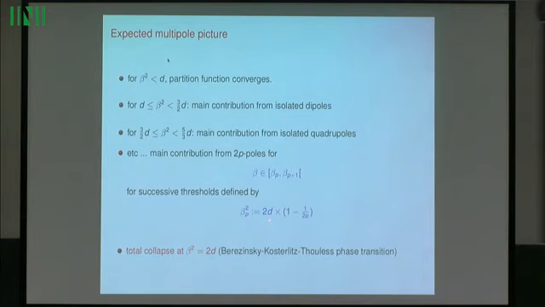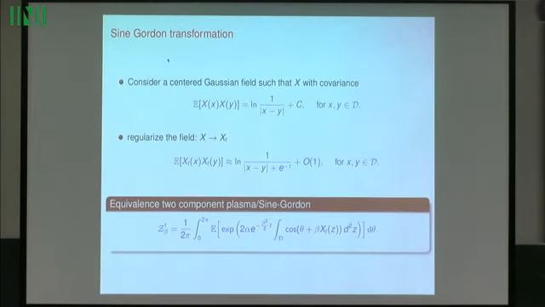called a BKT transition. I won't discuss this transition in my talk. But there is clearly a limiting threshold where this value accumulates. So this is the general expected multipole picture of this two-component plasma. And to study this model, there is a well-known tool which is called the Sine-Gordon transformation.